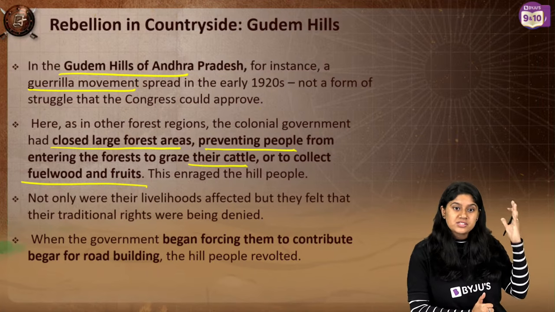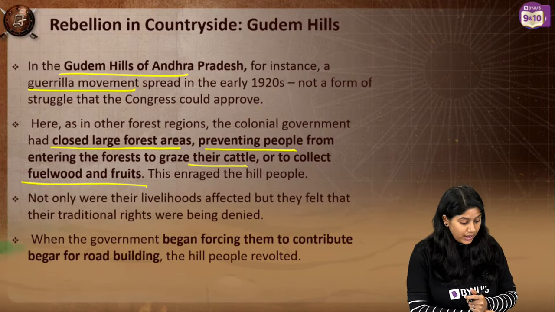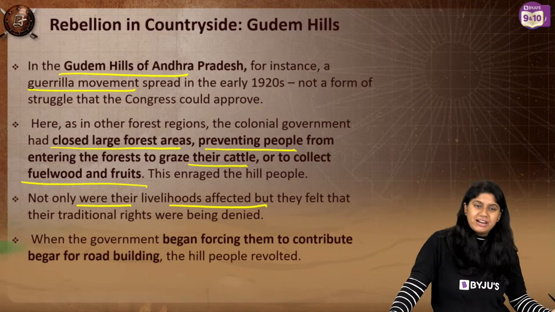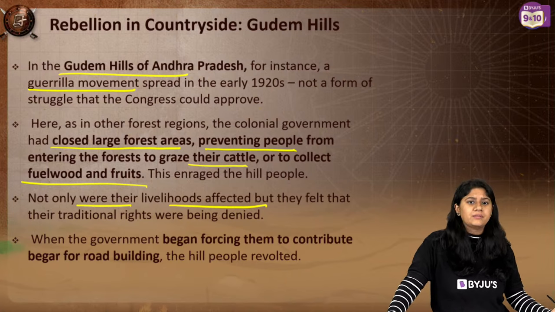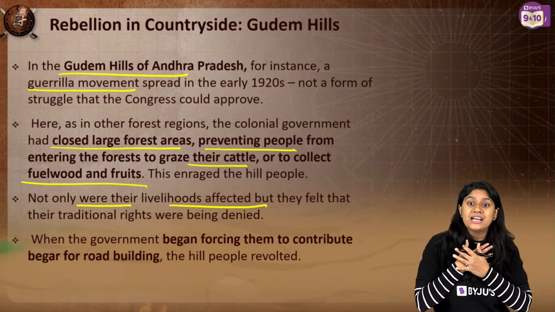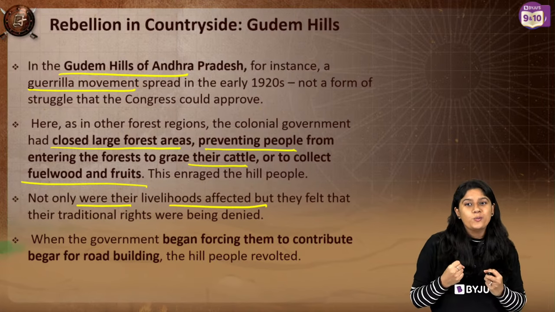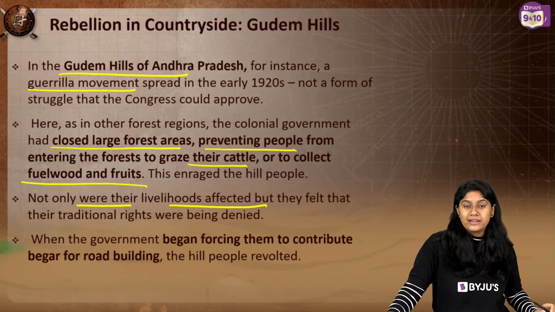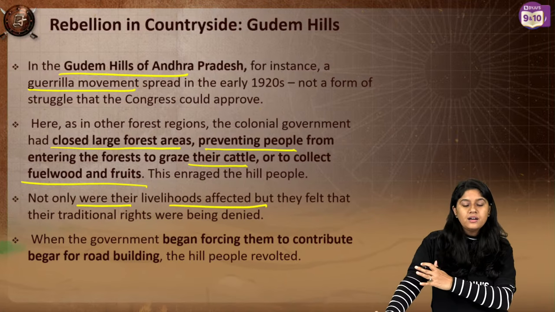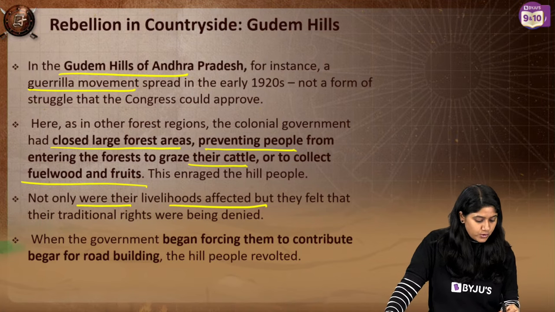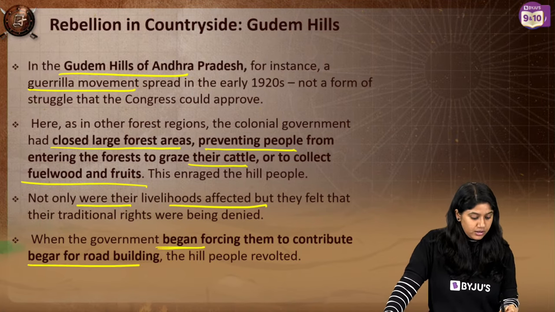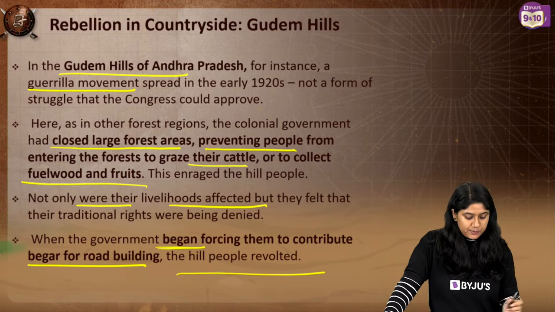Which is definitely there for the people only. But of course, there were a lot of rules over there. Not only was their livelihood affected, but they felt that their traditional rights were also being denied, because they are tribal people. They were living in the forest. They feel that the forest is their home. So, there was a clash over there, and because of it, they took a little bit of a violent side later. When the government started forcing them to contribute to road building, the hill people revolted.